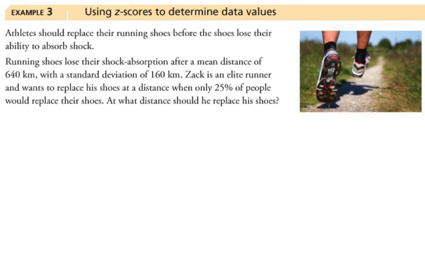What we know about these shoes is that there's a mean distance of 640 kilometers, there's a standard deviation of 160, and Zach wants to replace his shoes when only 25% would replace their shoes. So the mean distance, that would give us mu. Standard deviation, that would give us sigma. And Zach's distance would actually be x.